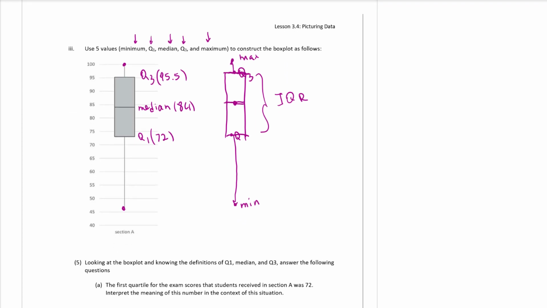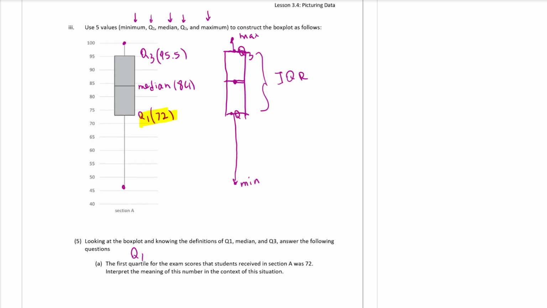All right. Looking at the box plot and knowing the definition of Q1, median, and Q3, answer the following question. The first quartile, Q1, for the exam score the students received in section A was 72. You see it right here. Interpret the meaning of the number in the context of that situation. I'll give you a moment.